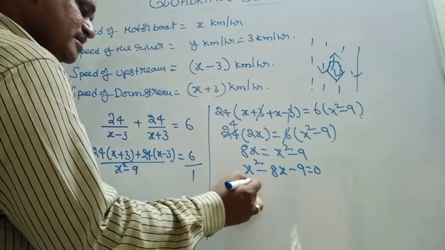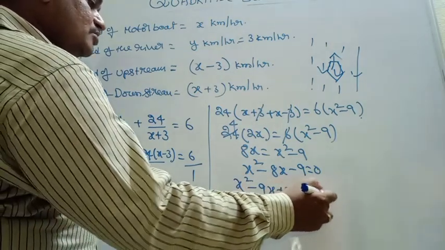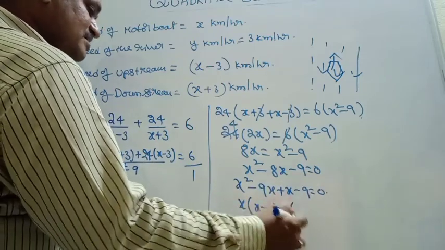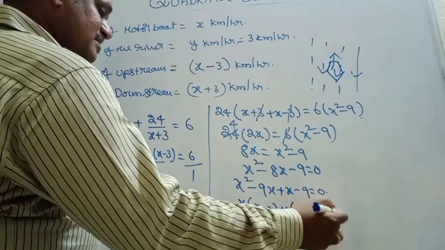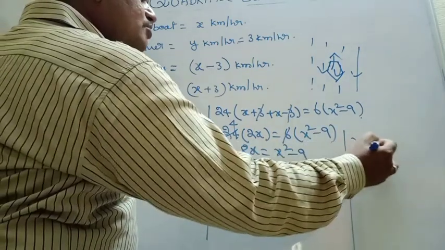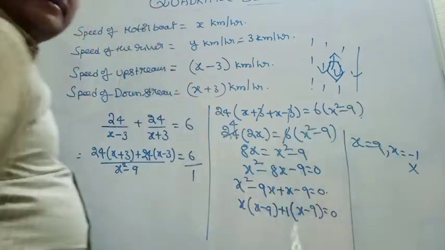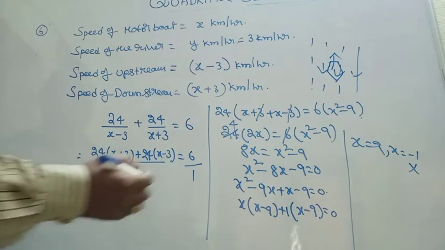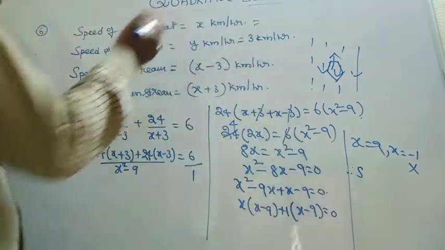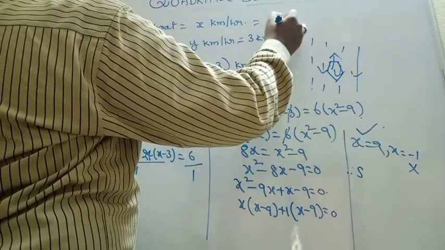x square minus 9x plus x minus 9 is equal to 0. If you take x common, x minus 9 plus 1 times x minus 9 equals 0. From that you get x is equal to 9 and x is equal to minus 1. Speed cannot be negative, therefore you neglect it. For the speed of the boat, x kilometer, x is 9. That means 9 kilometer per hour.